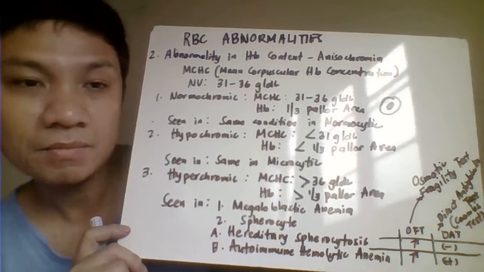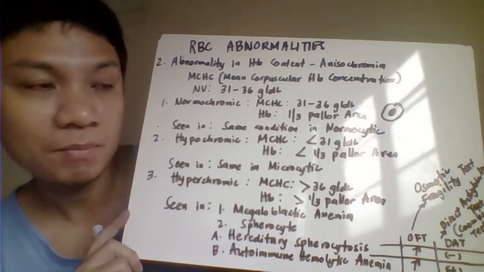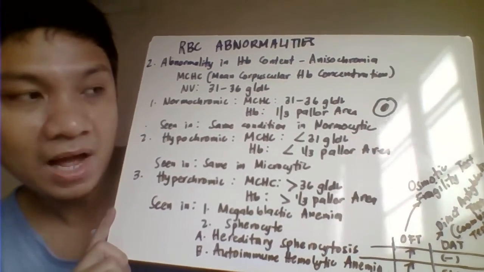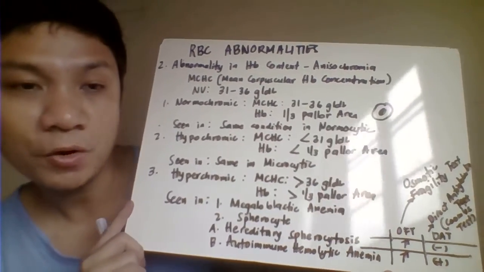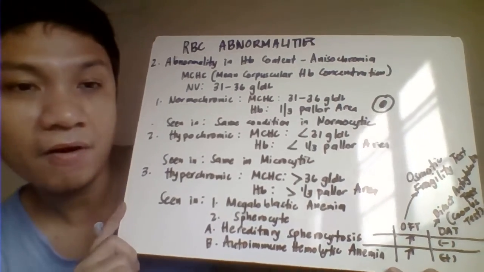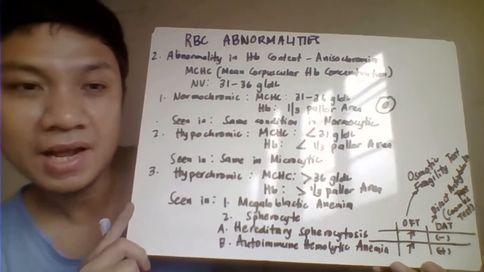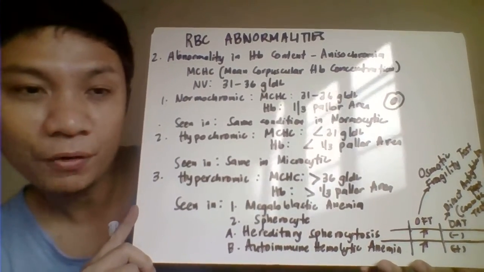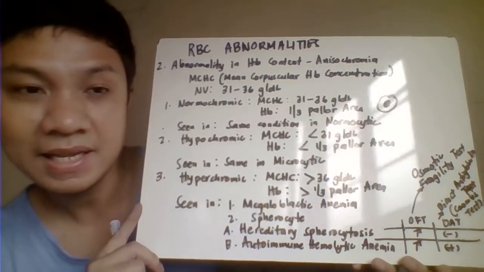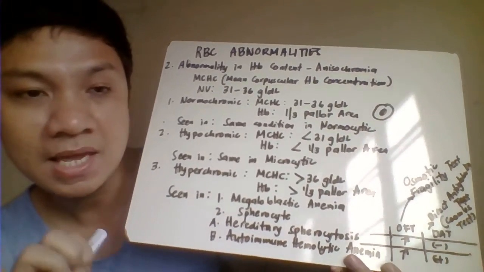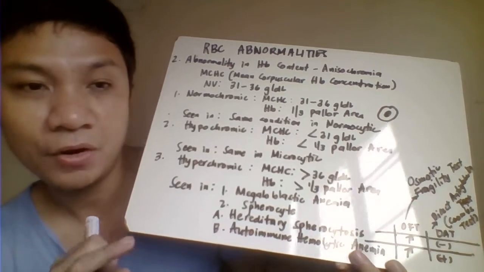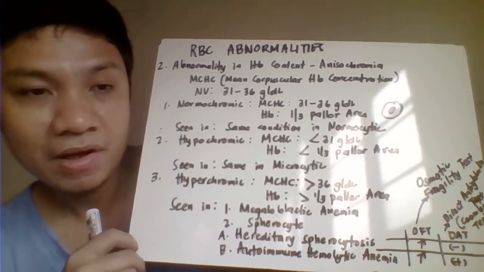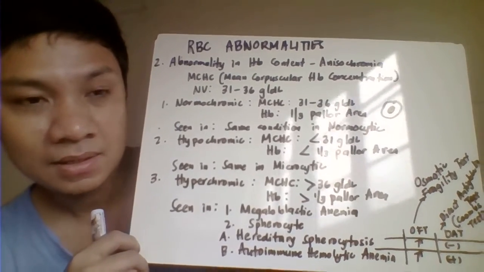So normochromic, we describe this one as MCHC concentration of between 31 to 36 grams per DL, which is the normal MCHC value. And then hemoglobin here occupies 1/3 pallor area of your entire hemoglobin content. Okay, so conditions related to your normochromic, pareho lang din kanina sa ating normocytic. Normal RBC, your pathologic like acute post-hemorrhagic anemia, hemolytic anemia, hemoglobinopathies, and even your aplastic anemia.